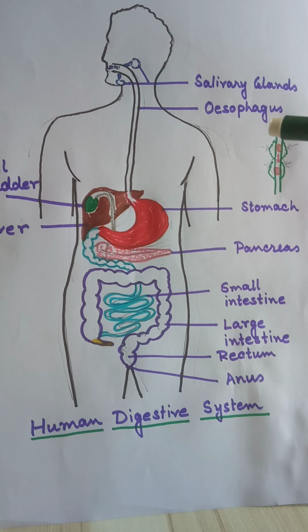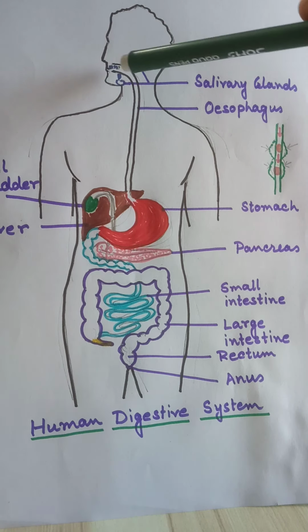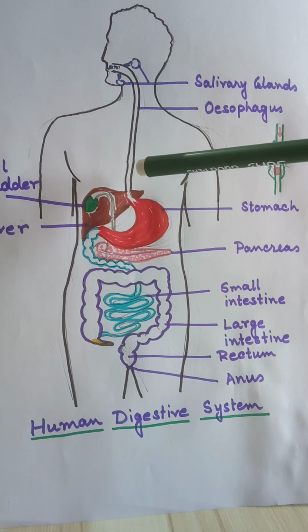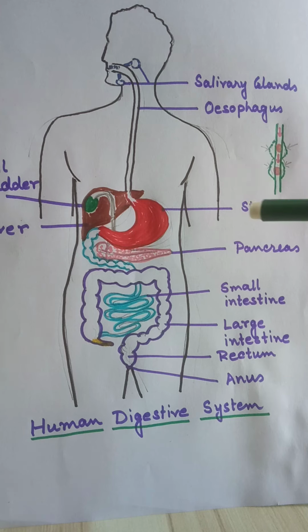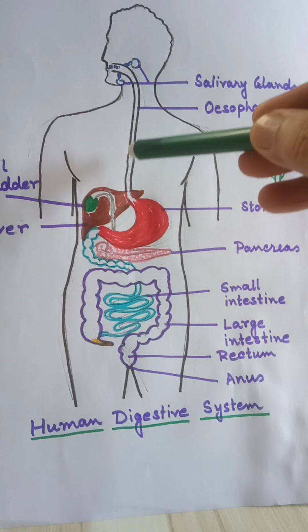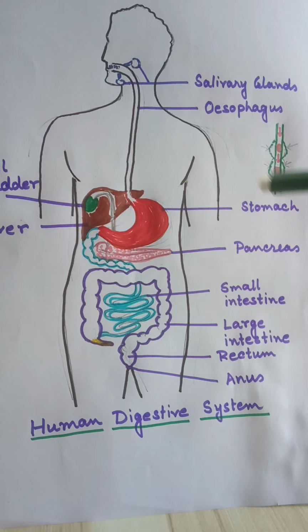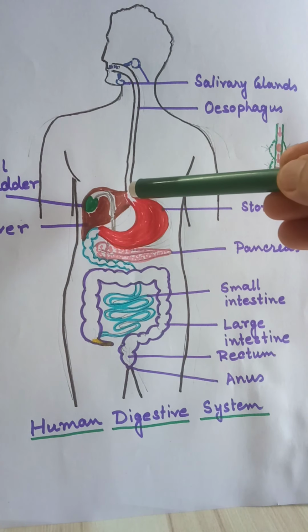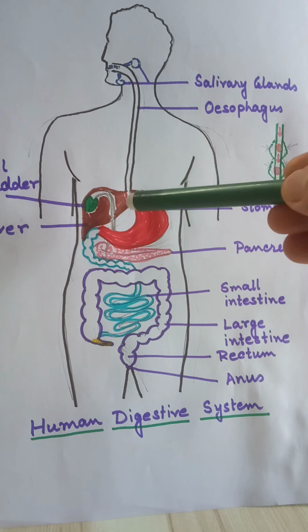When we swallow the food, it passes into the food pipe or esophagus. This is the esophagus. The esophagus runs along the neck and the chest. Food is pushed down by the movement of the walls of the food pipe.